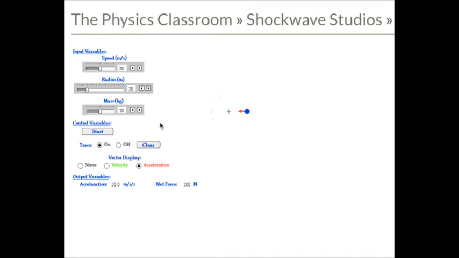At the left-hand side, we can see there are a few variables that we can change, including the speed, the radius, and the mass of this blue object.